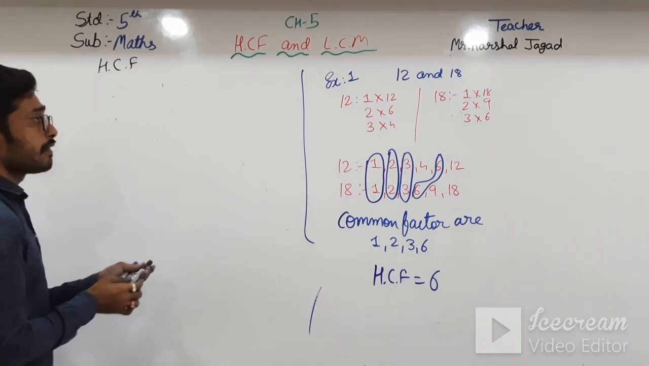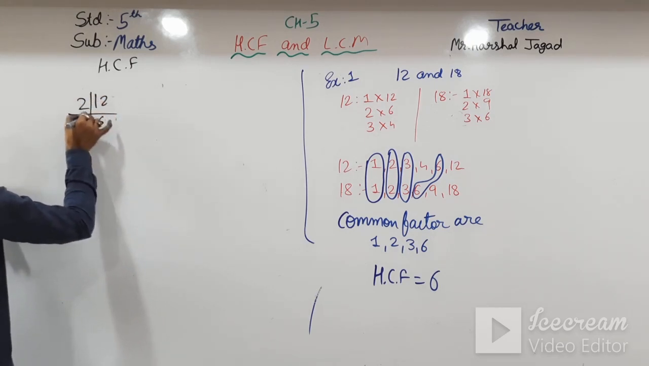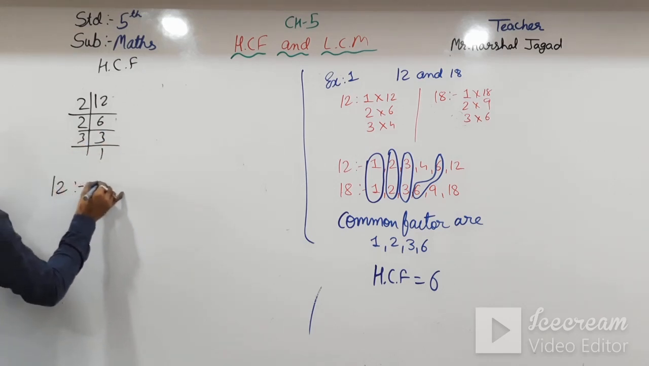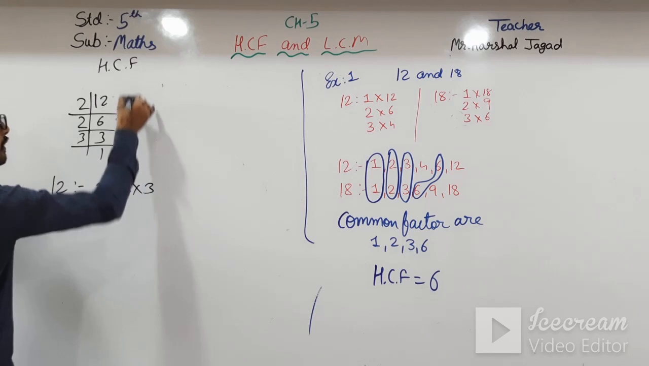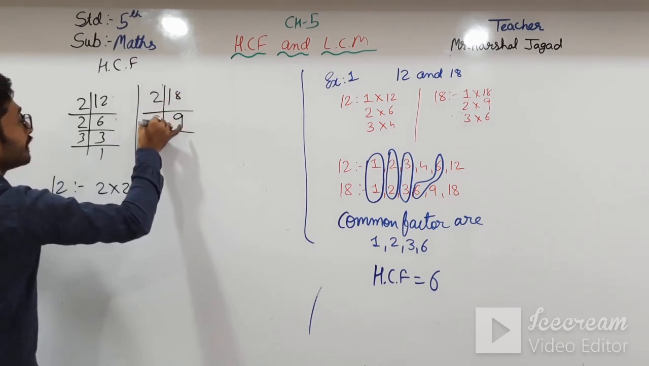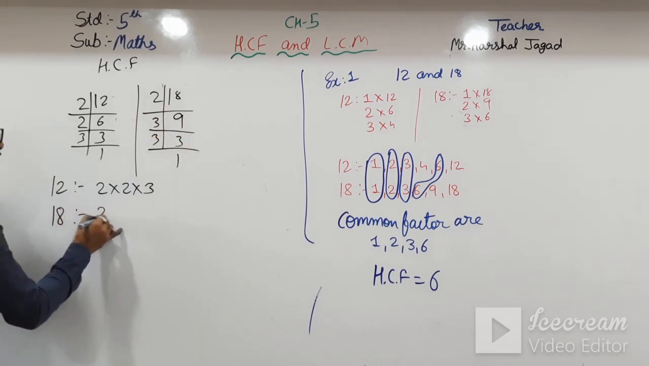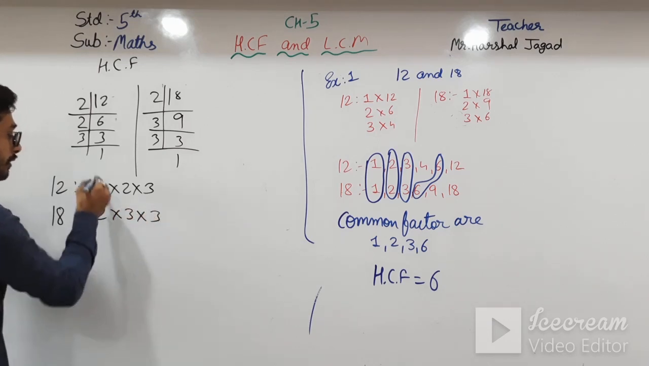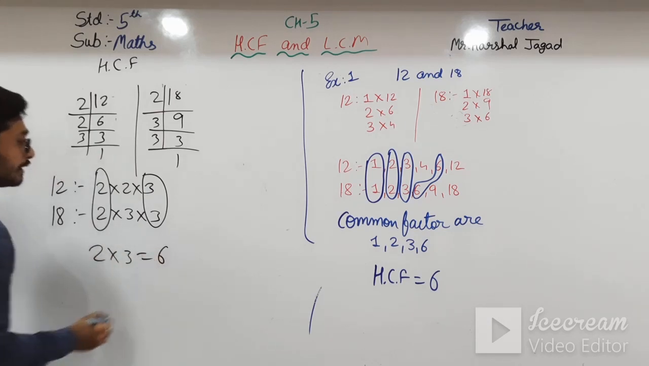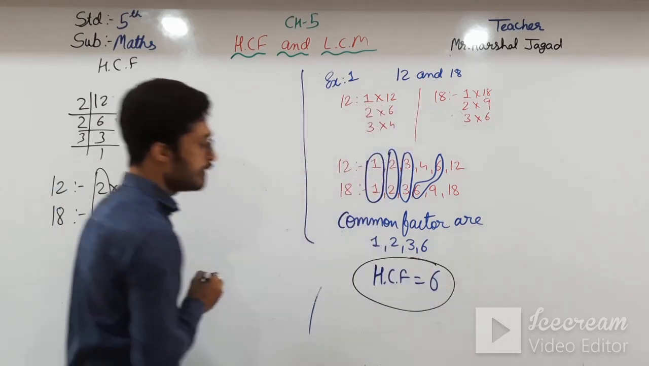So here the prime factors of 12: 2 sixes are 12, 2 threes are 6, 3 ones are 3. So the prime factors of 12 are 2 into 2 into 3, and for 18: 2 nines are 18, 3 threes are 9, 3 ones are 3. So the prime factors of 18 are 2 into 3 into 3. So here the common factors, that is 2 into 3, that is 6. You can see the HCF is 6, and here also HCF is 6.